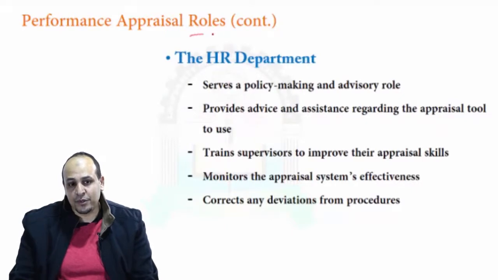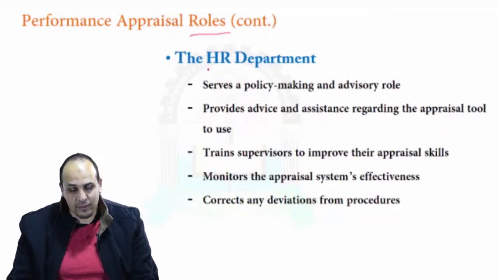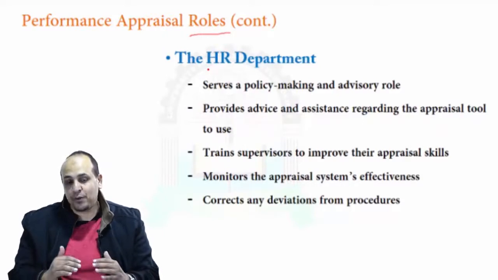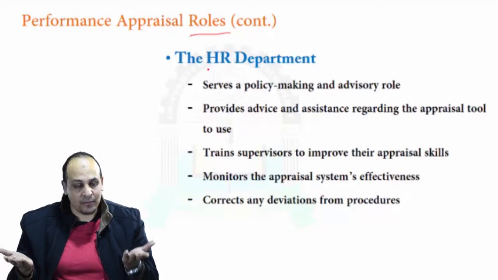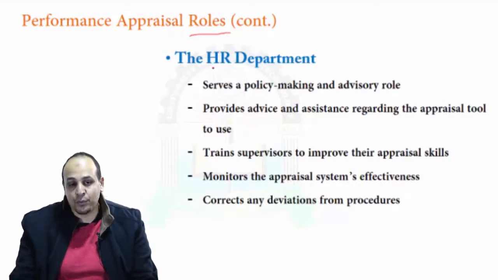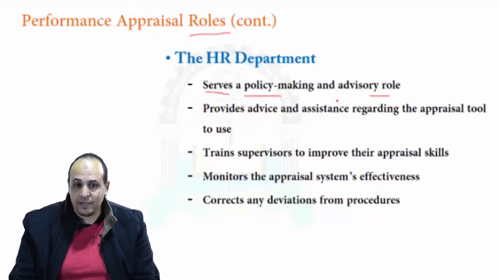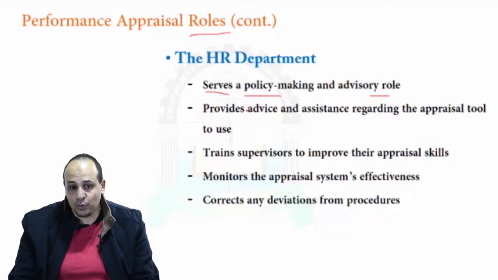Now the roles of the human resource management or the human resource department. We said before, the people who do the actual appraising are the supervisors. However, they cannot conduct the work without the help of the human resource department. So that's why we have roles here. For example, the human resource department serves as a policy making and advisory role, especially in the kind of business where supervisors have got nothing to do with management and business issues affiliated with appraising. It can be very technical kind of work. So that is why they have to work as an advisor.